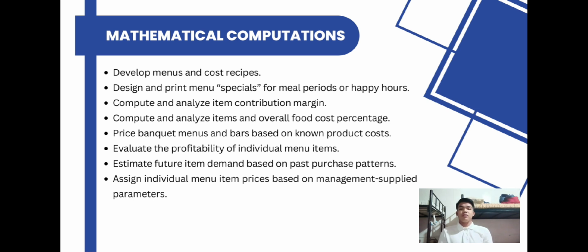The last one is assign individual menu item prices based on management-supplied parameters. The most important factor for supply is the price of the product. If a product price increases, the supply of the product will also increase.